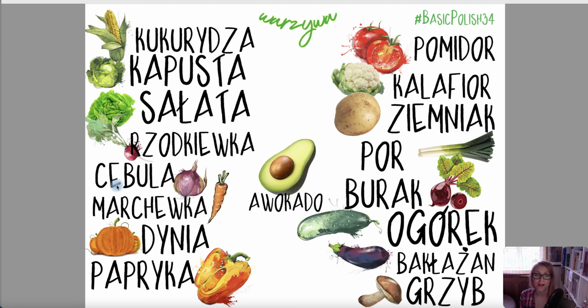Marchewka, exactly as rzodkiewka, in the same way, will have the ending E after K. So, nie lubię marchewki. I don't like carrots. Nie lubię marchewki. Dynia is a strange one because we've got ija.